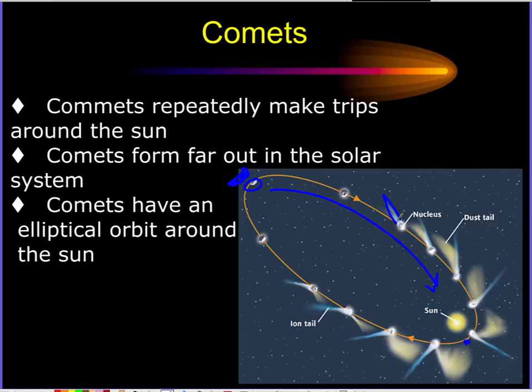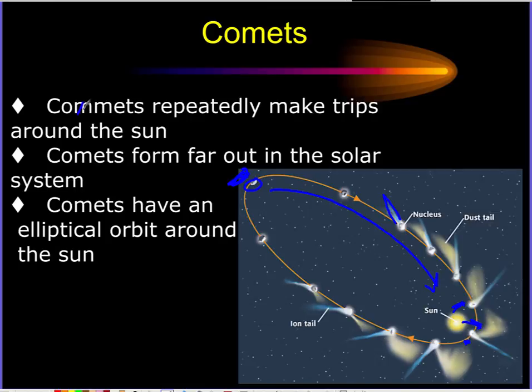The ion tail is a little different and a little bit more complicated, but because of some issues in radiation from the sun, it will always be moving in a different way as opposed to the dust tail, which is always behind the movement of the comet. The ion tail is going to be pointing away from the sun. All right, so comets are called dirty snowballs.